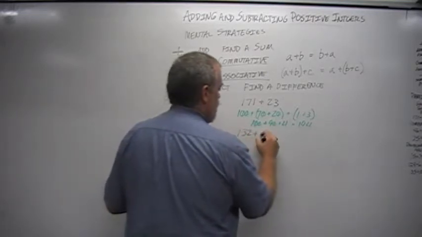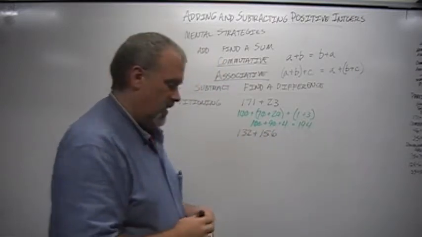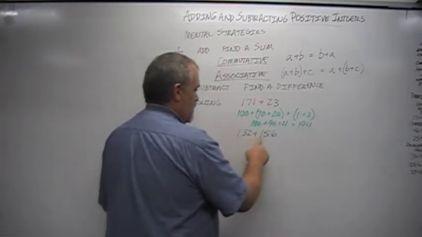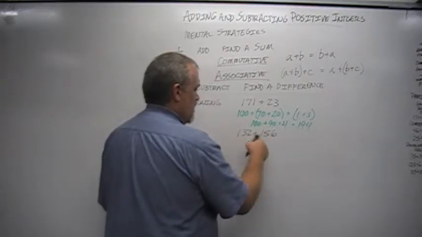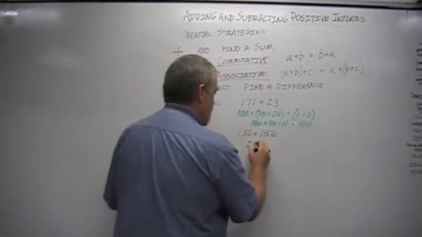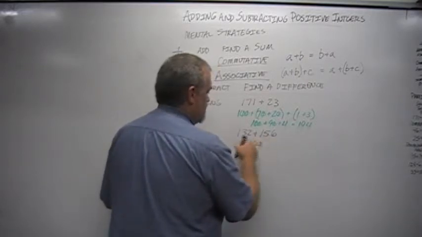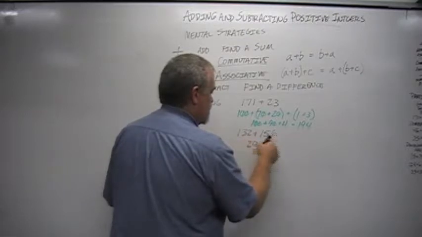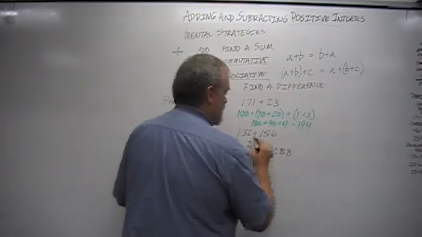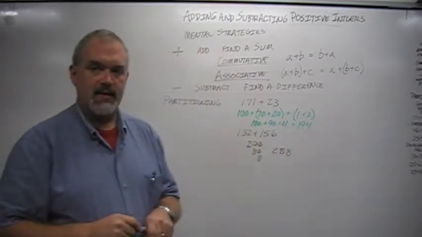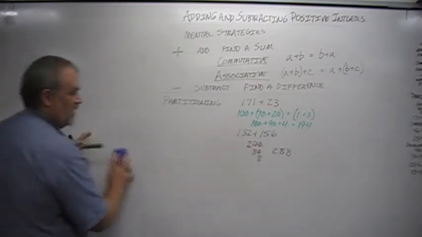132 plus 156. If we were to partition that, how would we do it? We would say 100 plus another 100 gives us 200, 30 plus 50 gives me 80. Let's do it this way. We'll say 200, and this gives me 80, and 2 and 6 gives me 8. And when I put those numbers together, I get 288. So that's partitioning.